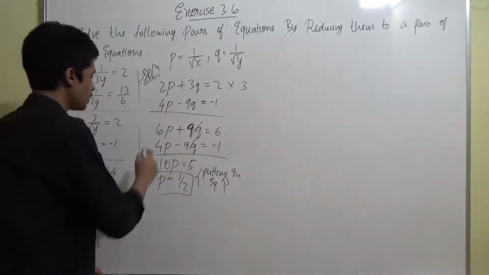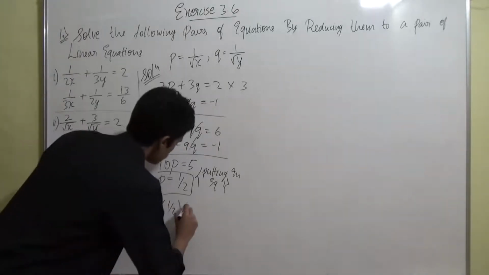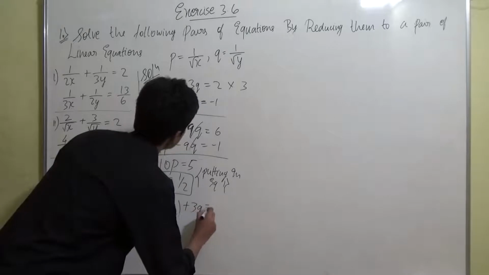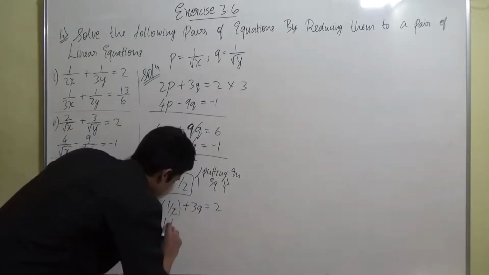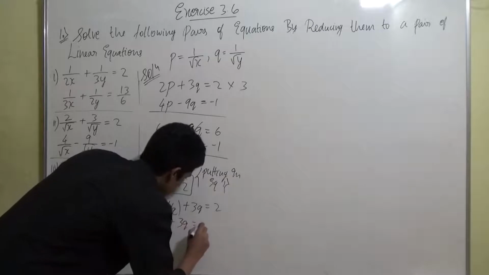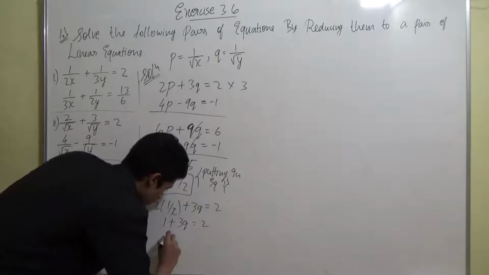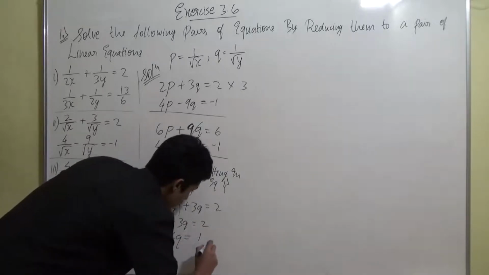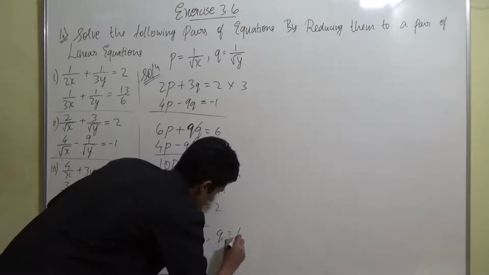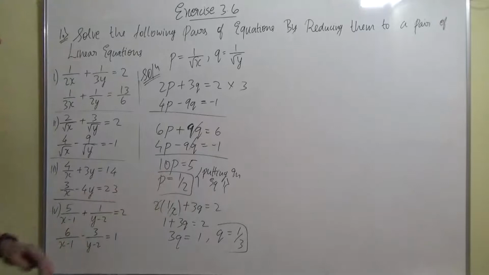It will become 2 into p, that is 2 into half, plus 3q equal to 2. So 2 and 2 will get cancelled. So 1 plus 3q equal to 2. That time q will become equal to... 1 will go to the other side, so 2 minus 1. So 3q will become equal to 1, which means q will become equal to 1 by 3. So we got the value of p and we got the value of q.